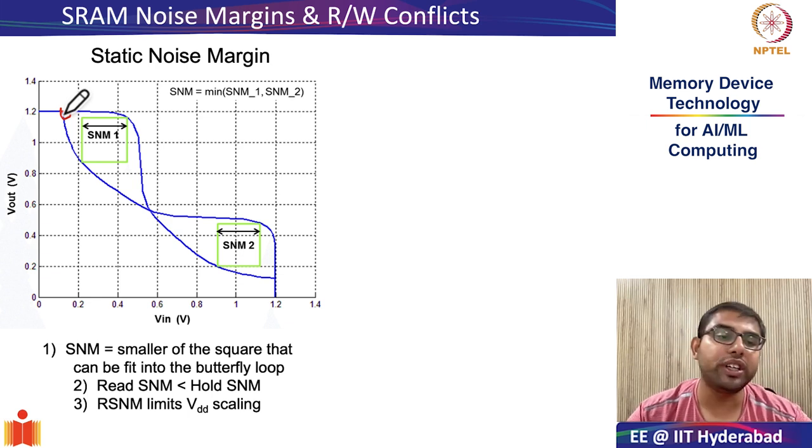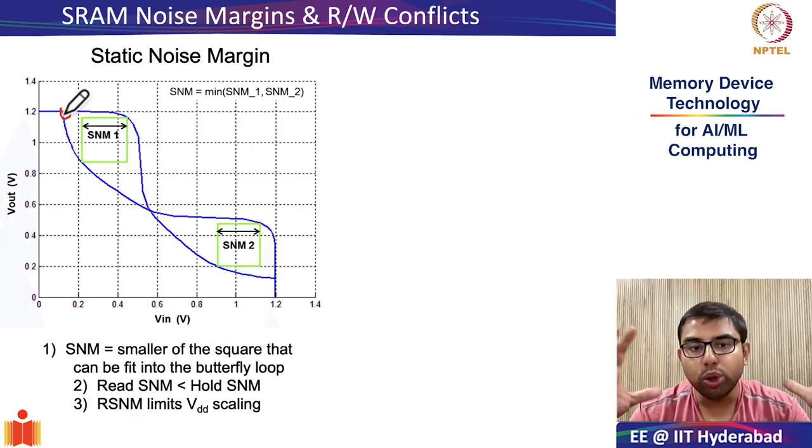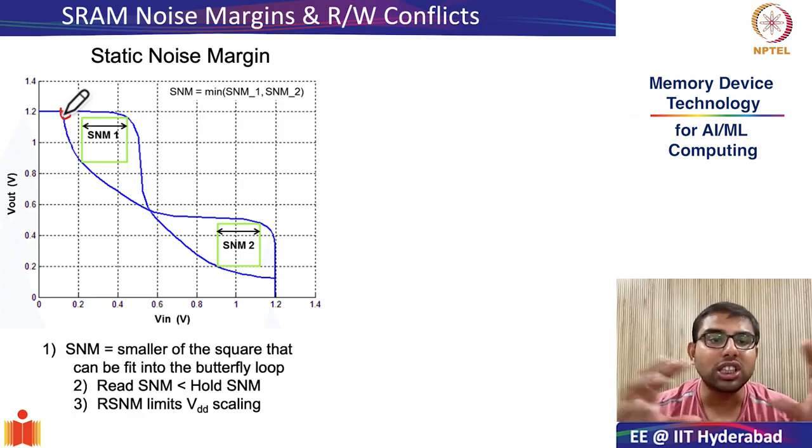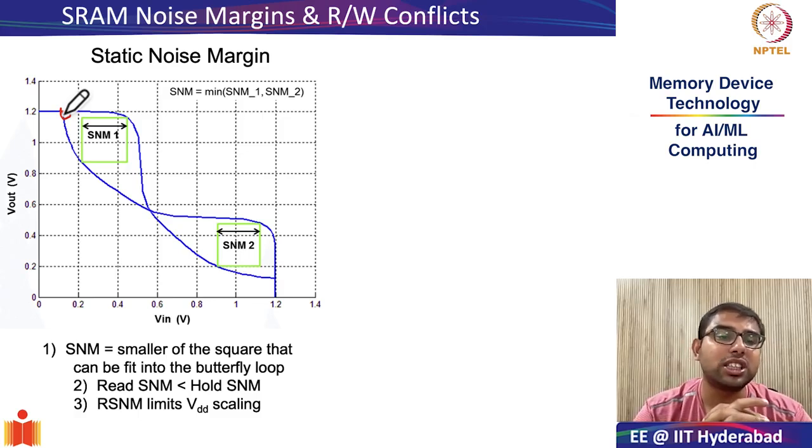Also, we saw that this read static noise margin is what limits the scaling of the supply voltage. As you can understand, when you start reducing the supply voltage, the size of the hysteresis loops will also shrink. So will the read static noise margin, and that will create a lot of reliability issues.